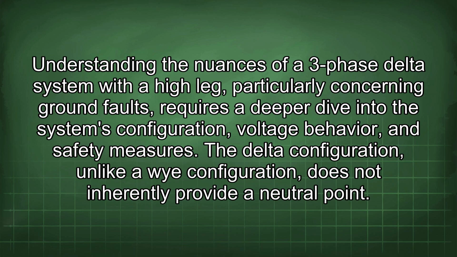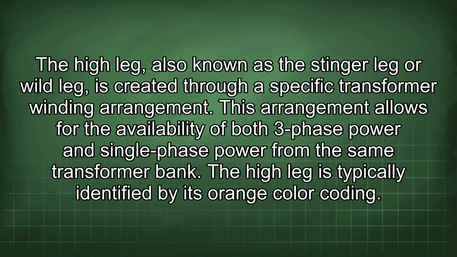Understanding the nuances of a three-phase delta system with a high leg, particularly concerning ground faults, requires a deeper dive into the system's configuration, voltage behavior, and safety measures. The delta configuration, unlike a Y configuration, does not inherently provide a neutral point. The high leg, also known as the stinger leg or wild leg, is created through a specific transformer winding arrangement.